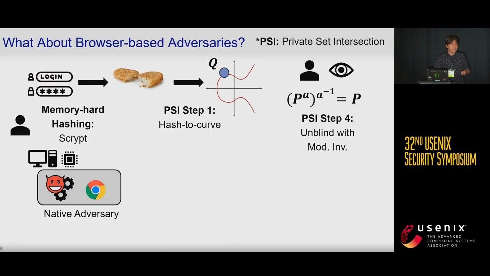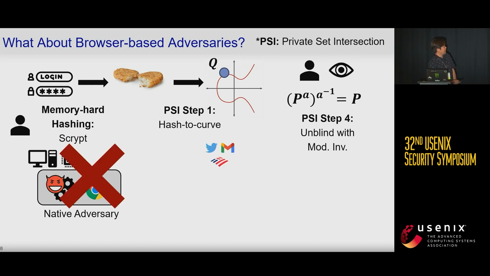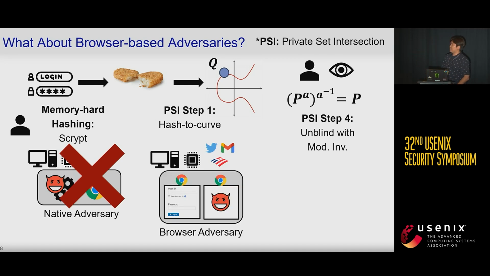Now, native adversaries are cool, but who runs untrusted binaries on their machine naively? Furthermore, I'd like to say this is becoming a bit deprecated, because nowadays we live in our web browsers, and all the services that we use on the daily, such as email, social media, and online banking, are all served over the browser. In response to that, we present our second threat model and attack. So let's move on to a browser adversary.